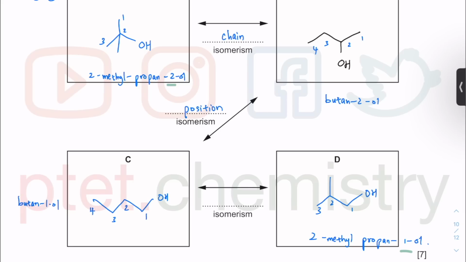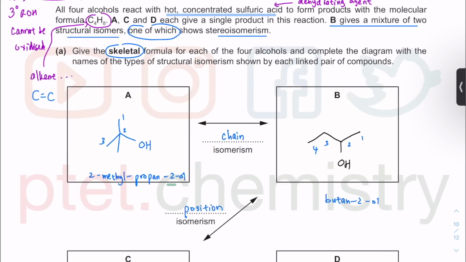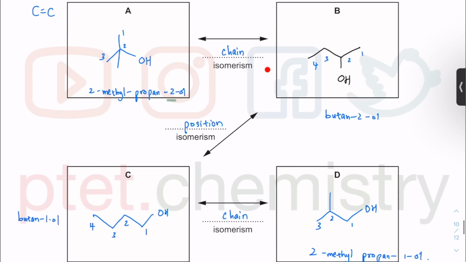What else? Straight chain, branch chain. So again, that is your chain isomerism. We don't talk about functional group isomerism here because they are all alcohols. So it's not like they are going to have another functional group other than alcohol. So we don't talk about functional group isomerism, which actually comes under structural isomerism.